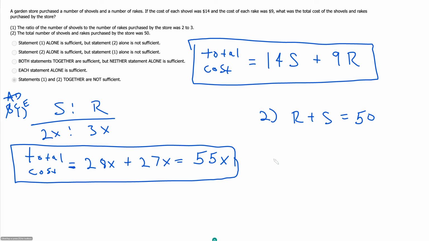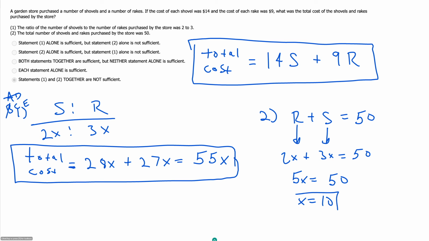So now we got to look at them together. So what do I know? I know R plus S is equal to 50. But then from my first statement, I know I can get my R's and my S's all in terms of X, because my S was equal to 2X and my R was equal to 3X. That's all equal to 50. So here I get 5X is equal to 50, which means X is equal to 10.